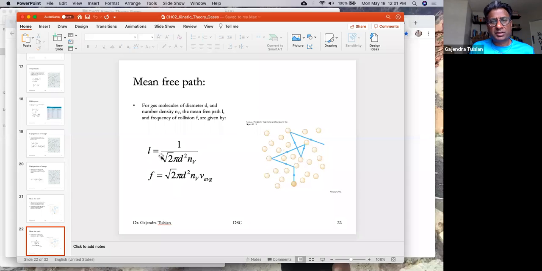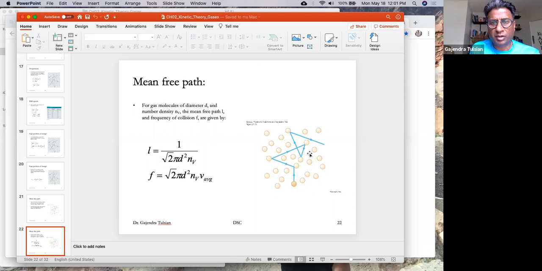And the mean free path is given by this. It depends on d, the diameter of the molecule, which we assume is quite small, but nevertheless it's not 0. So it depends on the diameter of the molecule and the number density of the molecules, so how many molecules there are per volume. And this formula makes sense.